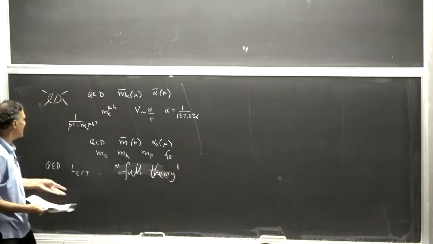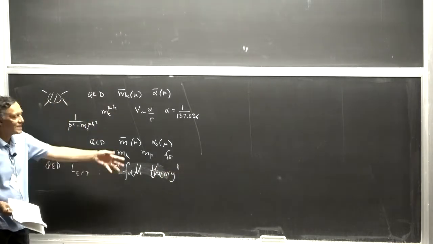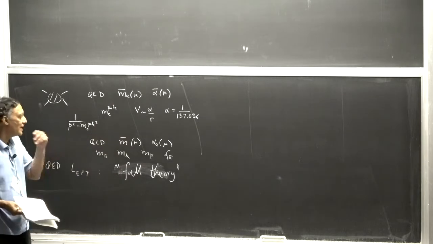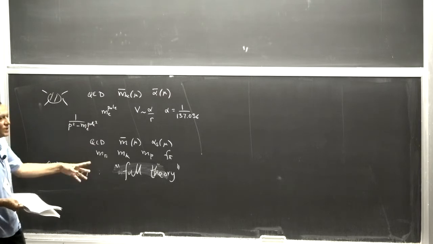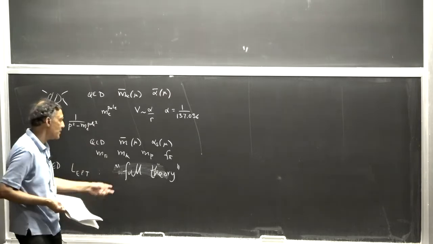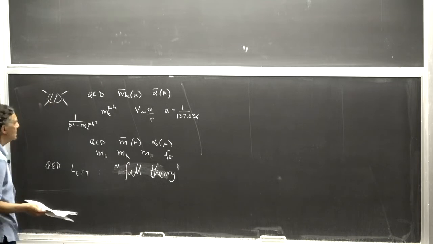In the sense that the QED EFT is given from the standard model, the full theory, by integrating out the W and the Z and so on. So these are just words people use, so you should know what they are. And we'll do an example of a matching later.